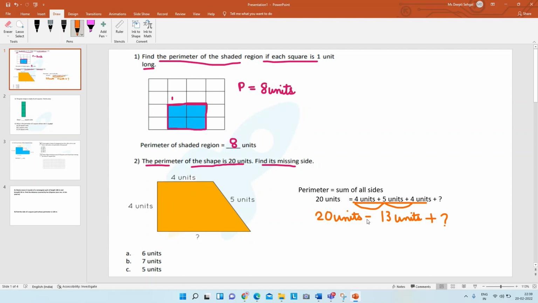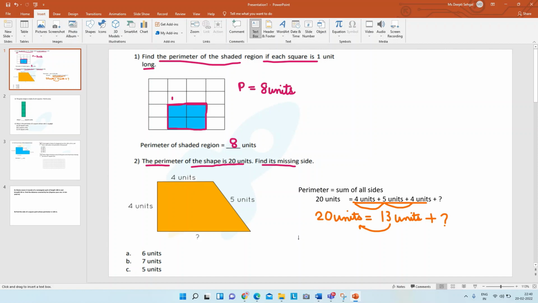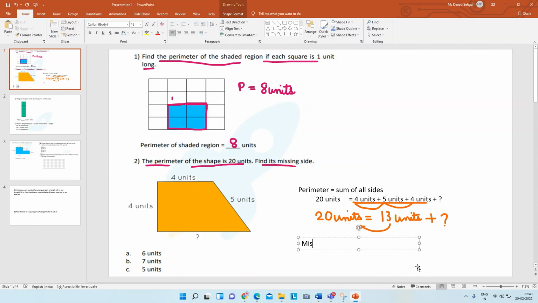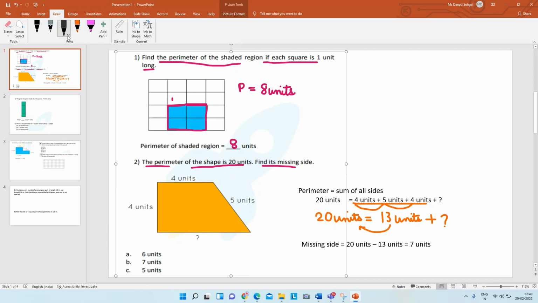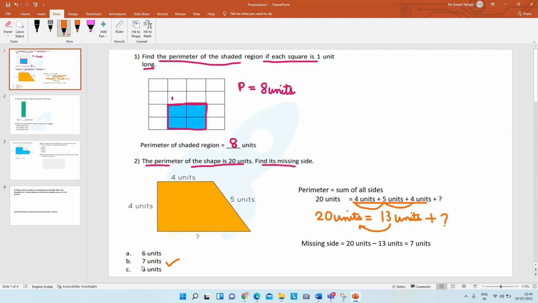Missing side is equal to 20 minus 13. This 13 will get subtracted. So let's write: missing side is equal to 20 units minus 13 units, that is equal to 7 units. So 7 units is the answer. Let's tick on 7 units. So this is our answer, 7 units. Now let's move to the next.